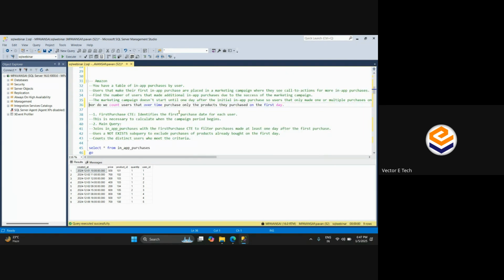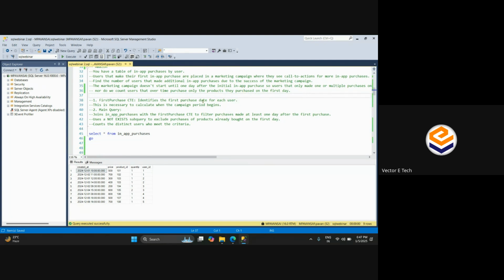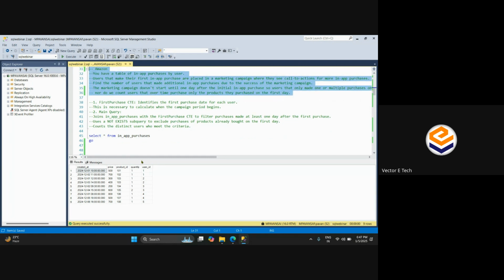Okay, what is one more condition? Nor do we count the users that over time purchase only the products they purchased on the first day. Those who purchased the products on the first day are not counted. I hope the question is clear, where we have to find those who didn't purchase on the first day. Even if there are one or multiple purchases, they are not counted for the marketing campaign.